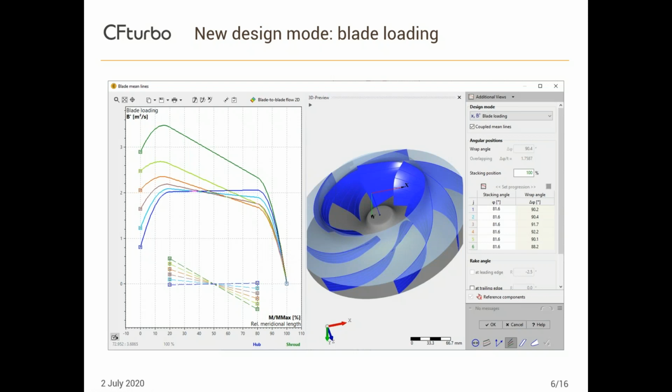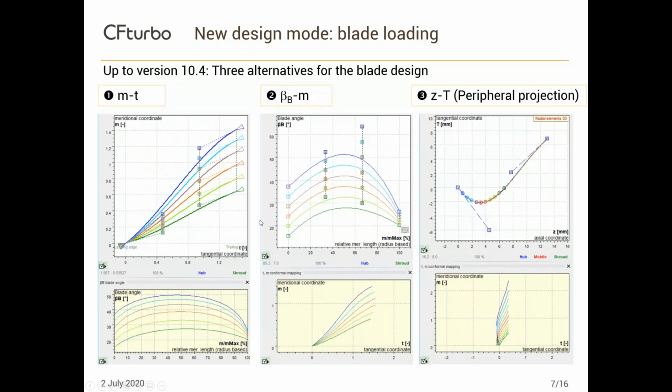These are two major enhancements towards our export interfaces. There is one new design mode that is called blade loading, and this is to be found in the meanline design step, just right underneath the design mode. So far, we had 3 different design modes, which is the MT representation of the geometry, the blade angle beta M representation, where one can directly change blade angle distribution, and the peripheral projection, which is used for special blade shapes like radial element shape.